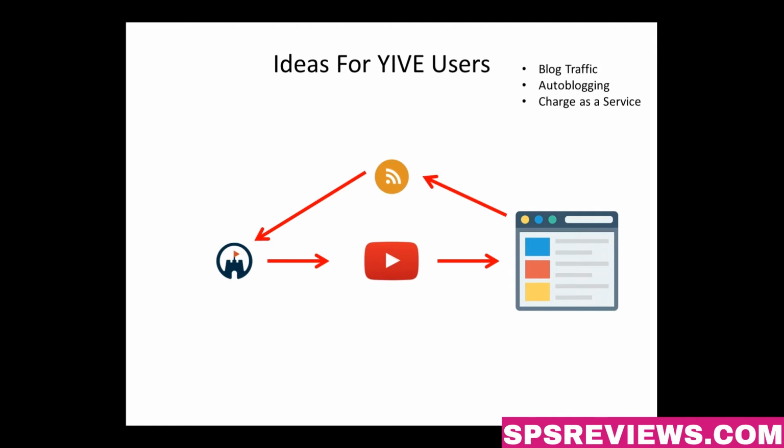So you can take your content that's in your blog RSS feed and feed that into YIVE, and YIVE will convert it into a video. So all of your blog posts then get video traffic and drive back to your site. People who are reading or seeing your video blogs on YouTube can then turn around and click through and see other content that's on your site.